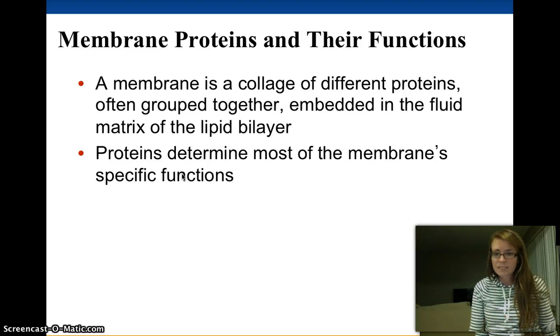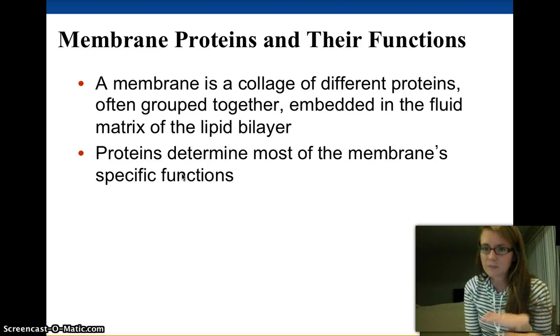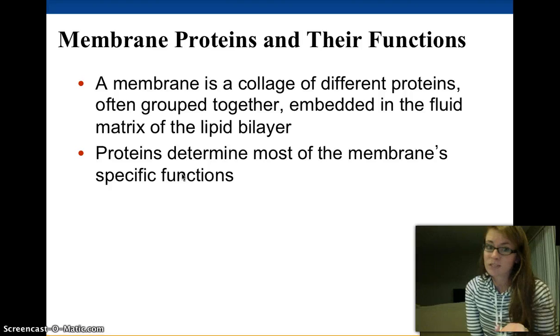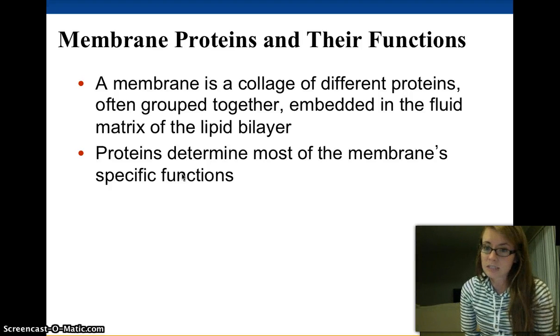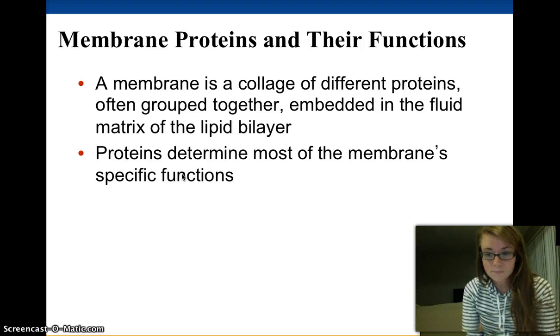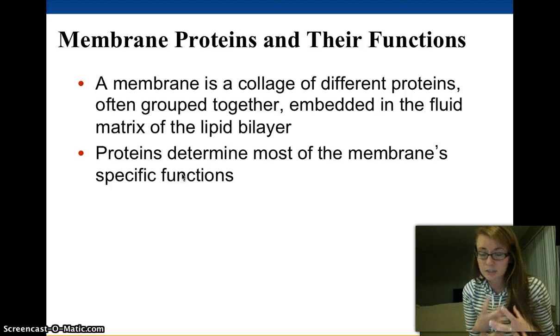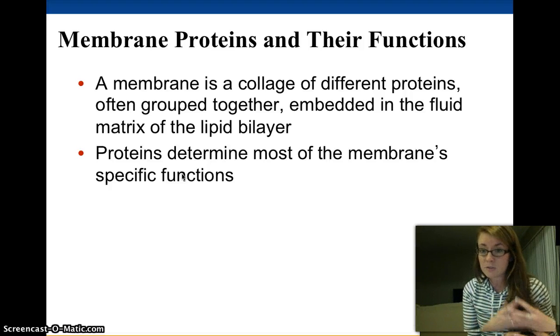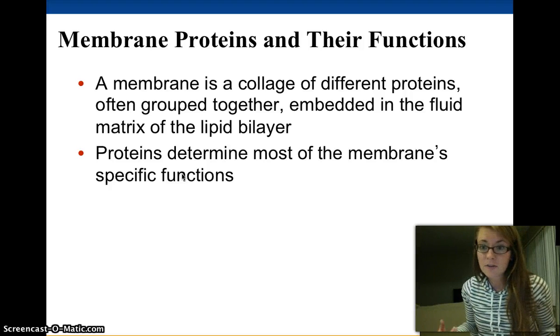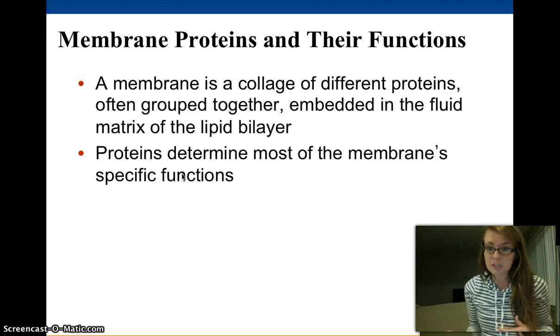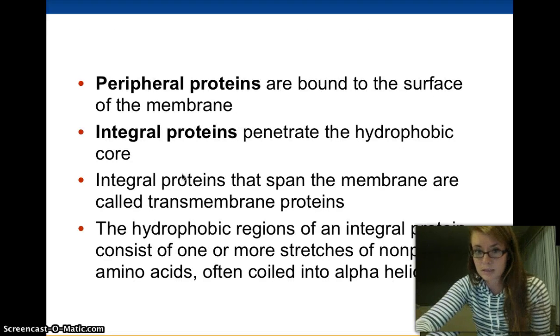And they perform basically all the functions of the cell membrane. The phospholipid doesn't really do too much. The proteins do it all. So they determine most of the membrane-specific functions. The membrane of the Golgi apparatus is going to do something very different than the membrane of the whole cell. And one cell membrane is going to do something different if it's in your eyeball or if it's in your toenail, right? So they're going to be different, and this is determined by the type of proteins that we find there.